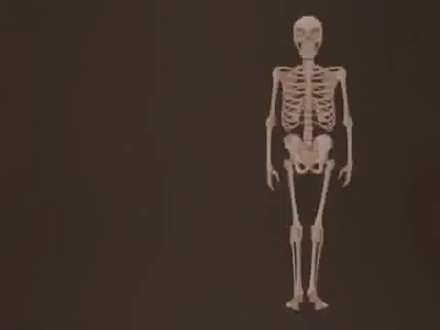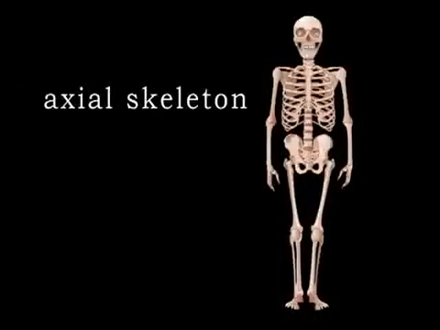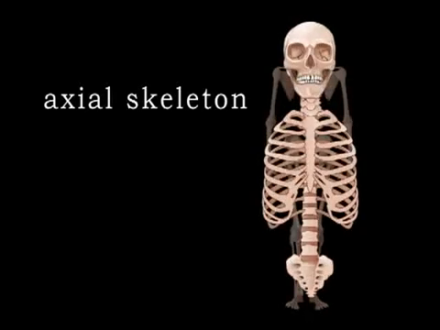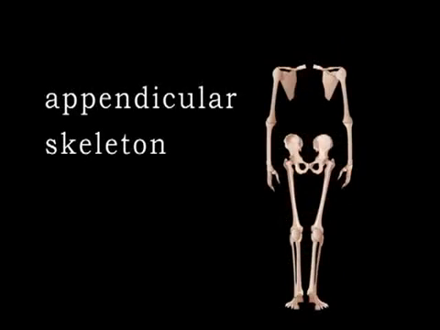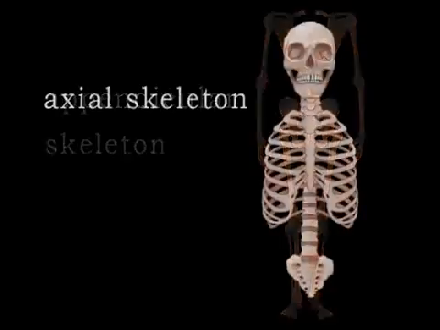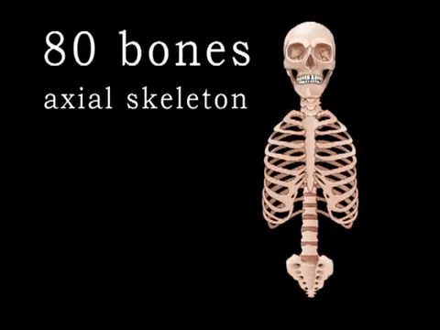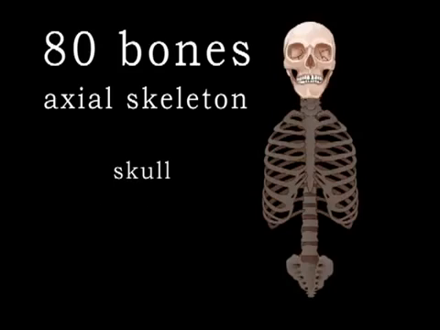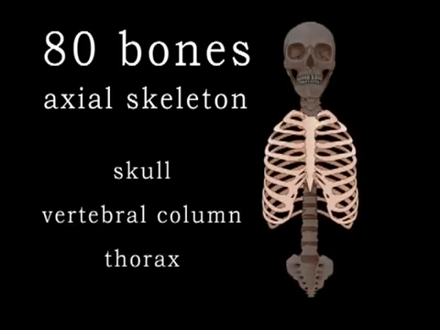The skeletal system is divided into 2 divisions: the axial skeleton, which consists of bones that form the longitudinal axis of the body, and the appendicular skeleton, which consists of bones that are appended to the axial skeleton. The axial skeleton includes 80 bones comprising the skull, vertebral column, and thorax.